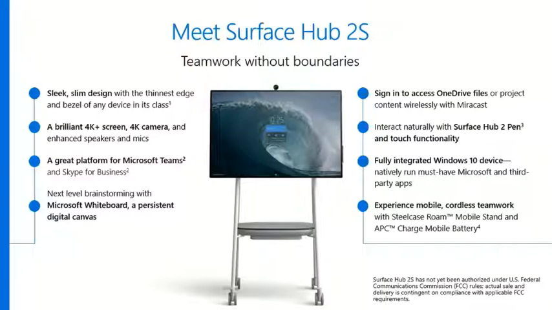What we add with the Surface Hub 2S is the ability to experience mobile cordless teamwork through the Steelcase Roam mobile stand that you see here, as well as the APC mobile charge battery unit that is available, and that will be coming out a little bit later after the launch of the product. That offers an amazing opportunity to detach the device from the wall, utilize wireless connectivity, and freely move the device around. I think you can all remember that first time you were given your first laptop and the freedom you felt to walk from office space to office space and not be tied to the PC that literally has 10 connections coming into the back of it and could never leave your desk.